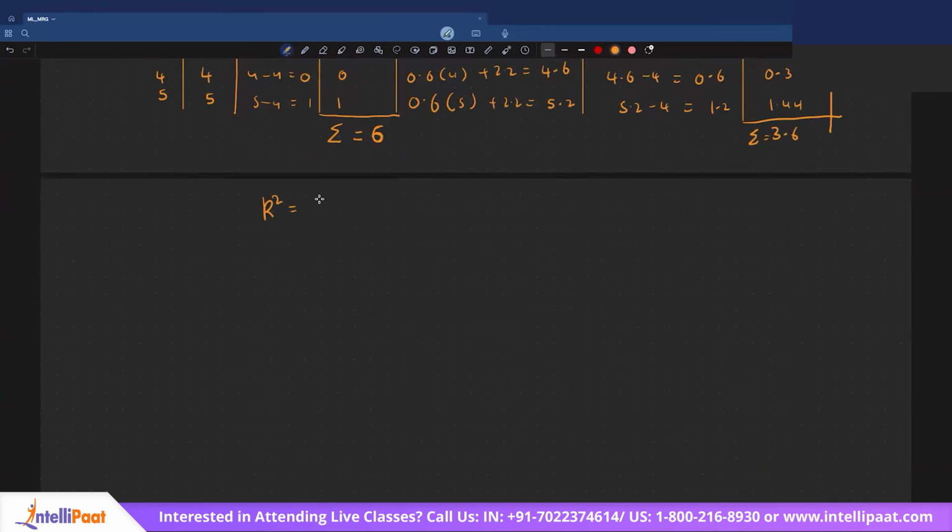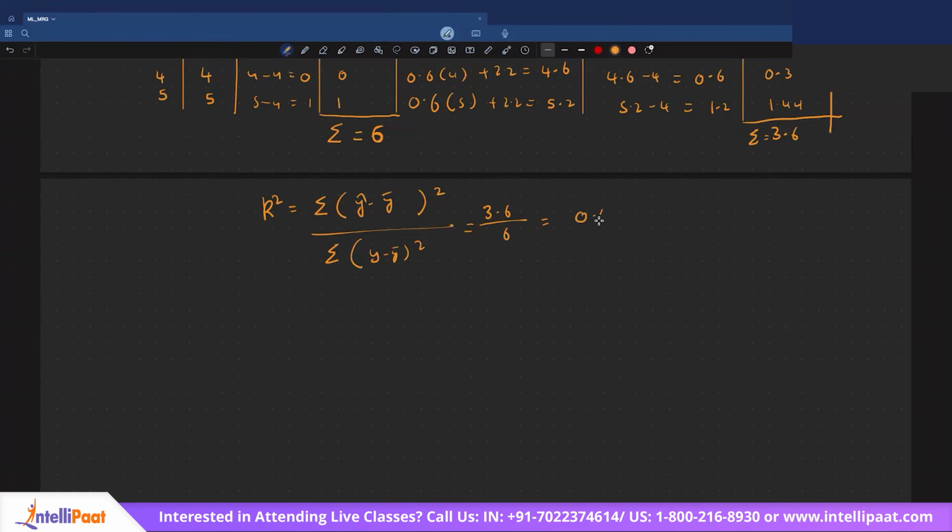Your R square formula is the summation of Y hat minus Y bar the whole square, divided by the summation of what? What are you comparing it against? Estimated minus mean is compared against actual minus mean. The actual minus mean the whole square. So tell me, what is the number that we got? Is it 3.6 divided by 6? What is 3.6 divided by 6?